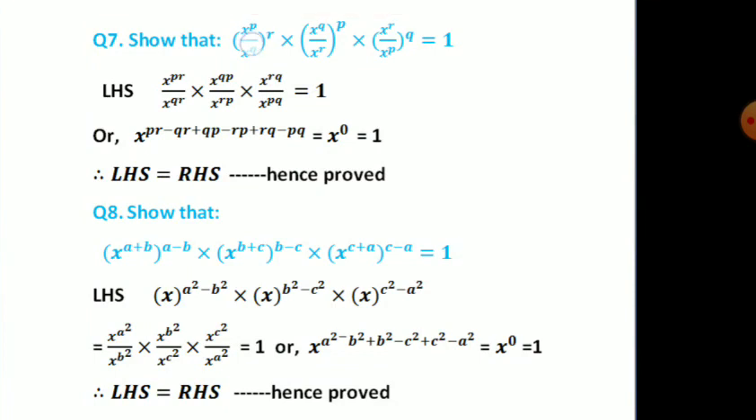(x^p / x^q)^r × (x^q / x^r)^p × (x^r / x^p)^q = 1.